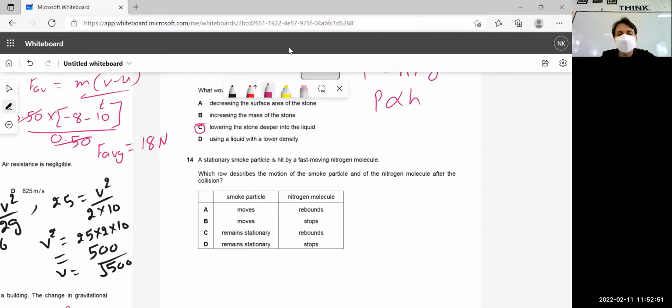Question number 14. A stationary smoke particle is hit by the fast moving nitrogen molecules. Which row describes the motion of the smoke particle and of the nitrogen molecule after the collision?